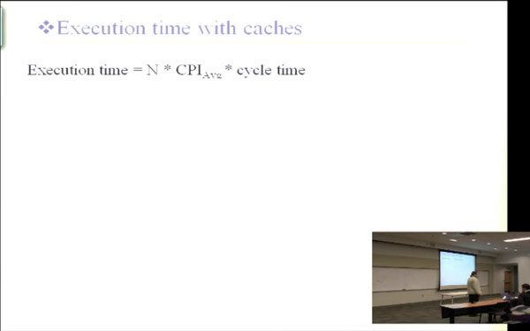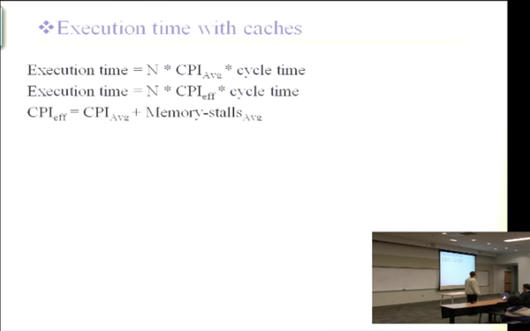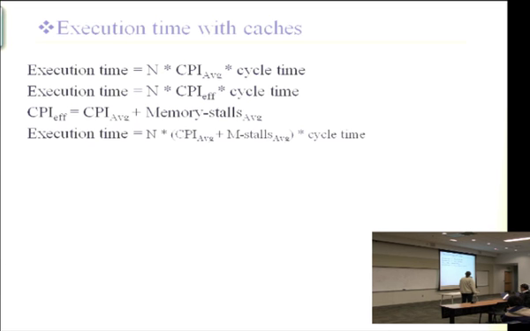What would change now? CPI would be calculated differently. Why? Because now the average instruction time is different whether you have a hit or miss, right? So basically you would have a CPI average plus memory stall average depending on whether you had a hit or miss. And execution time total is the number of instructions times CPI average for the instructions that don't deal with the memory, plus memory stall average, times cycle time.